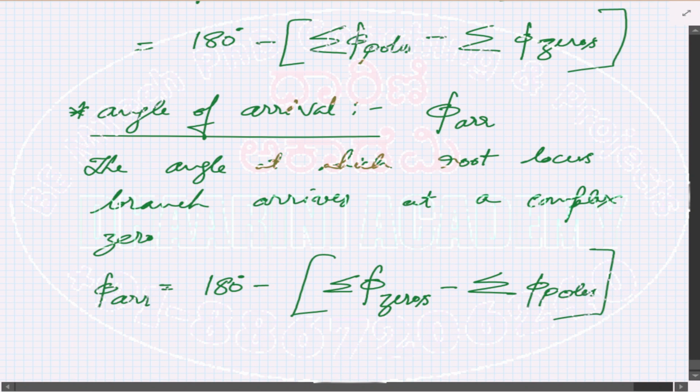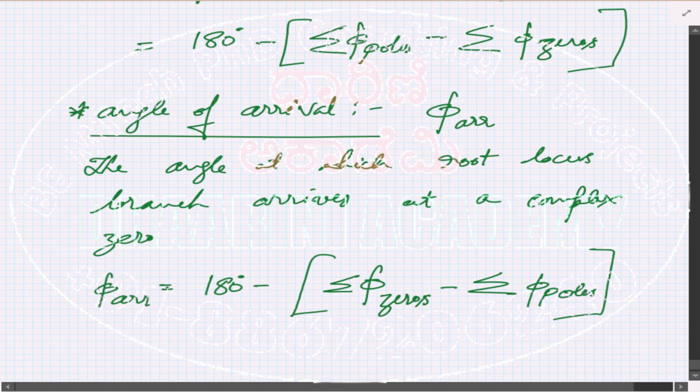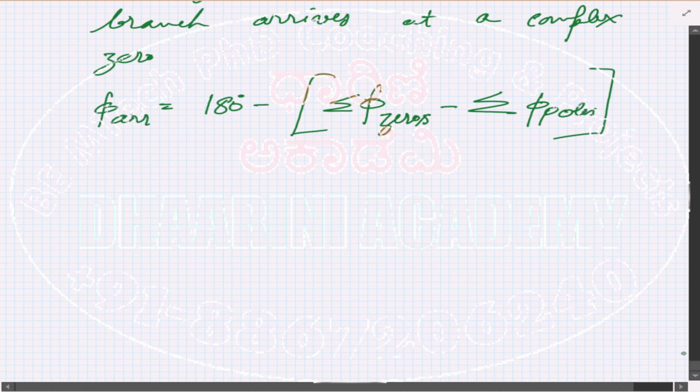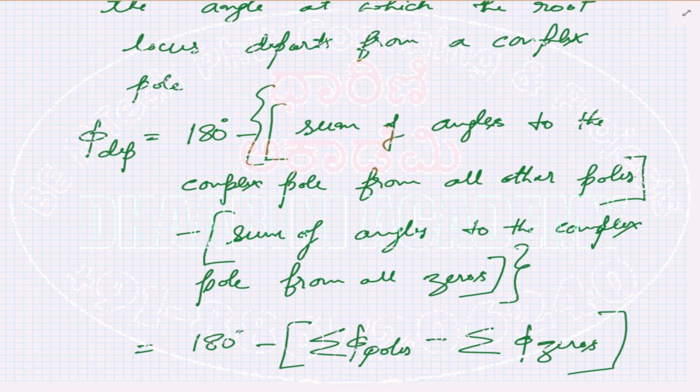Alright, so like this we will calculate. Either we will be having angle of zeros to calculate, angle of arrival to calculate, or the angle of departure to calculate in a given problem. Also, we can find the range of k for stability. Already we have done that, so that might also get included with the question over here, right?